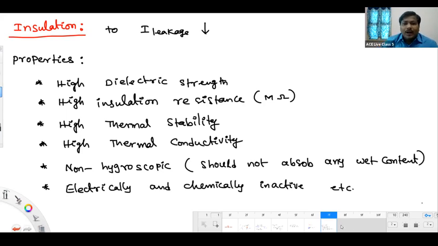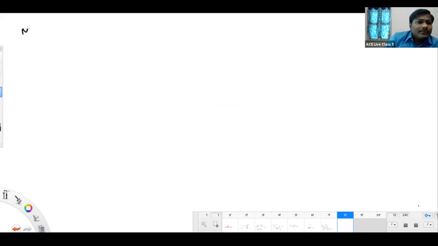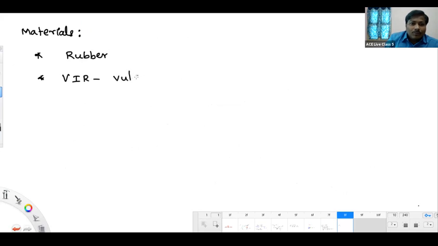Next thing. What are the materials we are going to use? I'll say materials used. First one, rubber, and next one we can say vulcanized India rubber, VIR. What do you mean by vulcanization?